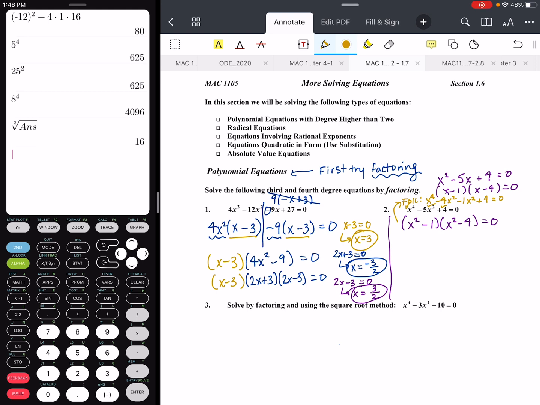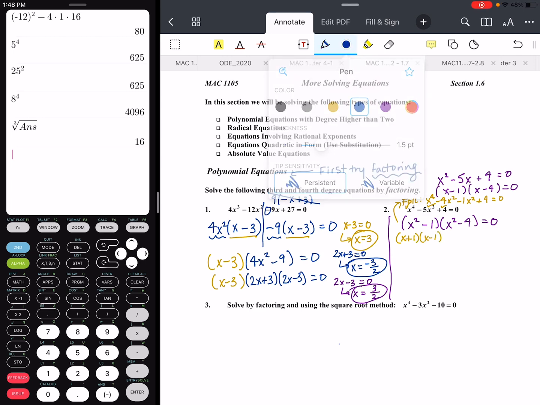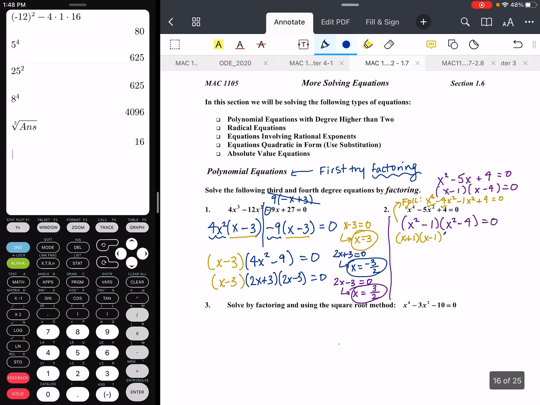Okay, so looking at these two factors, now I've got x squared minus 1 times x squared minus 4. Both of these can be factored further using a difference of two squares factoring technique. So I'll split x squared minus 1 apart into x plus 1 times x minus 1. And then I'll split x squared minus 4 into x plus 2 times x minus 2.